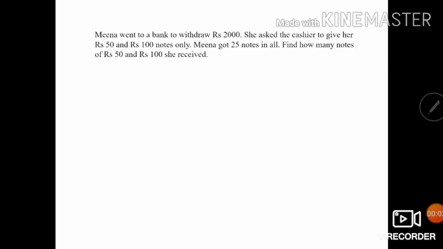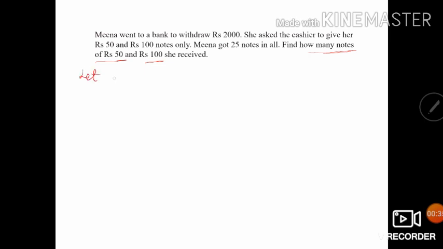Try solving this word problem. Meena went to a bank to withdraw rupees 2000. She asked the cashier to give her rupees 50 and rupees 100 notes only. Meena got 25 notes in all. Find how many notes of rupees 50 and rupees 100 she received. We have to find out the number of notes of 50 denomination and 100 denomination. So these are our unknown quantities.